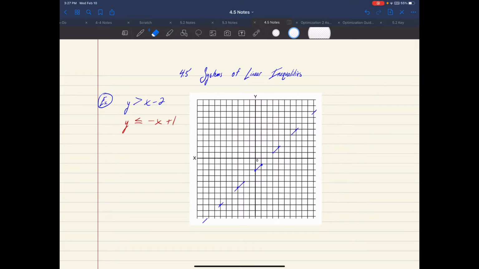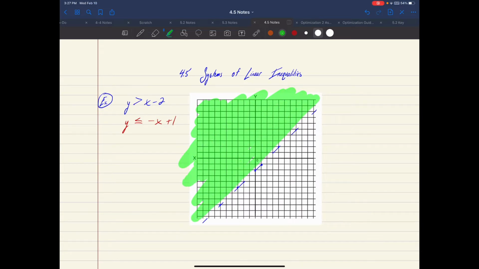Okay, so that's the inequality y is greater than x minus 2. And what I'm going to do is shade already. So that's a dashed line shaded above. So I will shade this region above it. Then we'll talk about the other shading when we get done. So that would be the first inequality graphed.